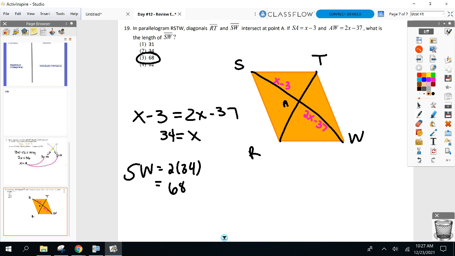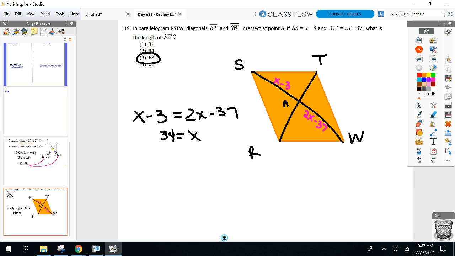68. No? Why'd you double it? I don't know, because I didn't plug it back in. That's why. Because I didn't even plug it back in. One job. I just saw 34 and I thought that was the diagonal. It's not an excuse.